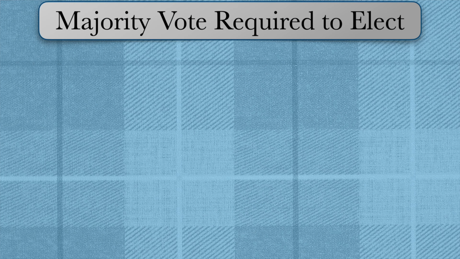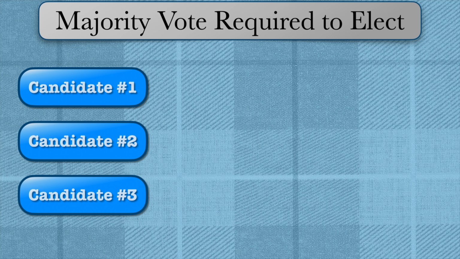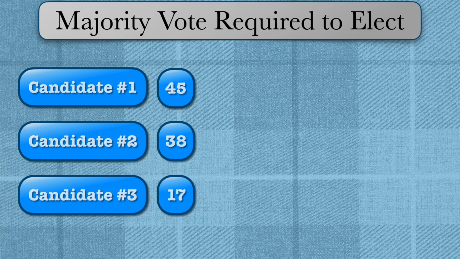Let's take a look at an example of how this works. Let's say we have three candidates nominated for office. And let's say candidate number 1 receives 45 votes. Candidate number 2 receives 38 votes. And candidate number 3 receives 17 votes. Who wins the election? Well, candidate number 1 has the most votes with 45, so does he win the election? Well, we don't know yet.